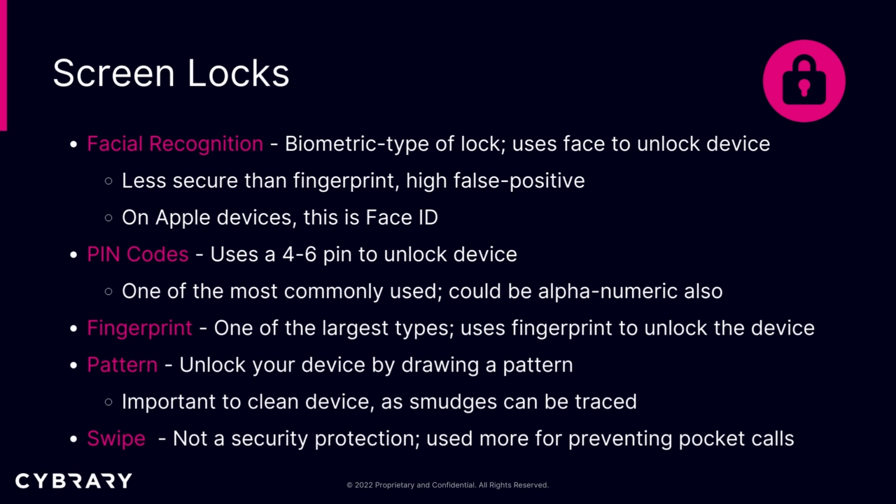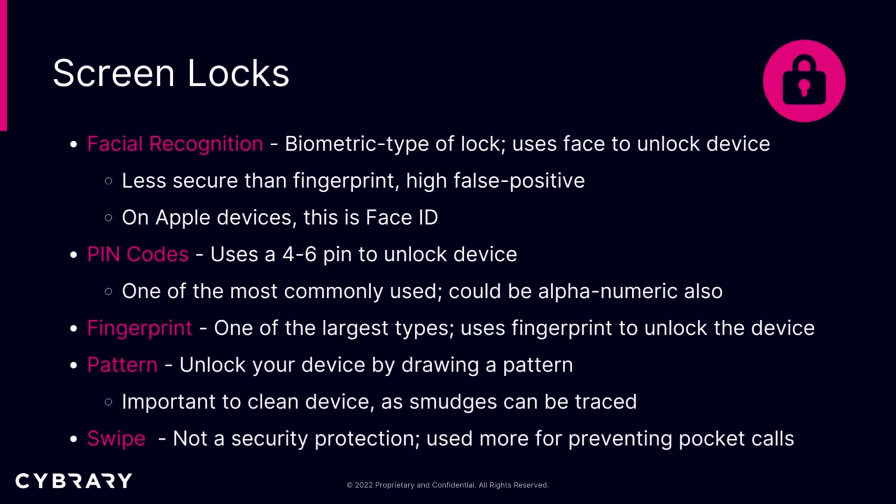There is a variety of ways that we could add a layer of security, or manufacturers have added a layer of security to lock and unlock our devices. So let's start by talking about facial recognition. Facial recognition is a biometric type of lock. Users use the face to unlock the device. Less secure than a fingerprint because there's a high number of false positives. There's a lot of people that may look like you or look similar, and because of that, they will be able to unlock that device. Now, on Apple devices, this is called Face ID.